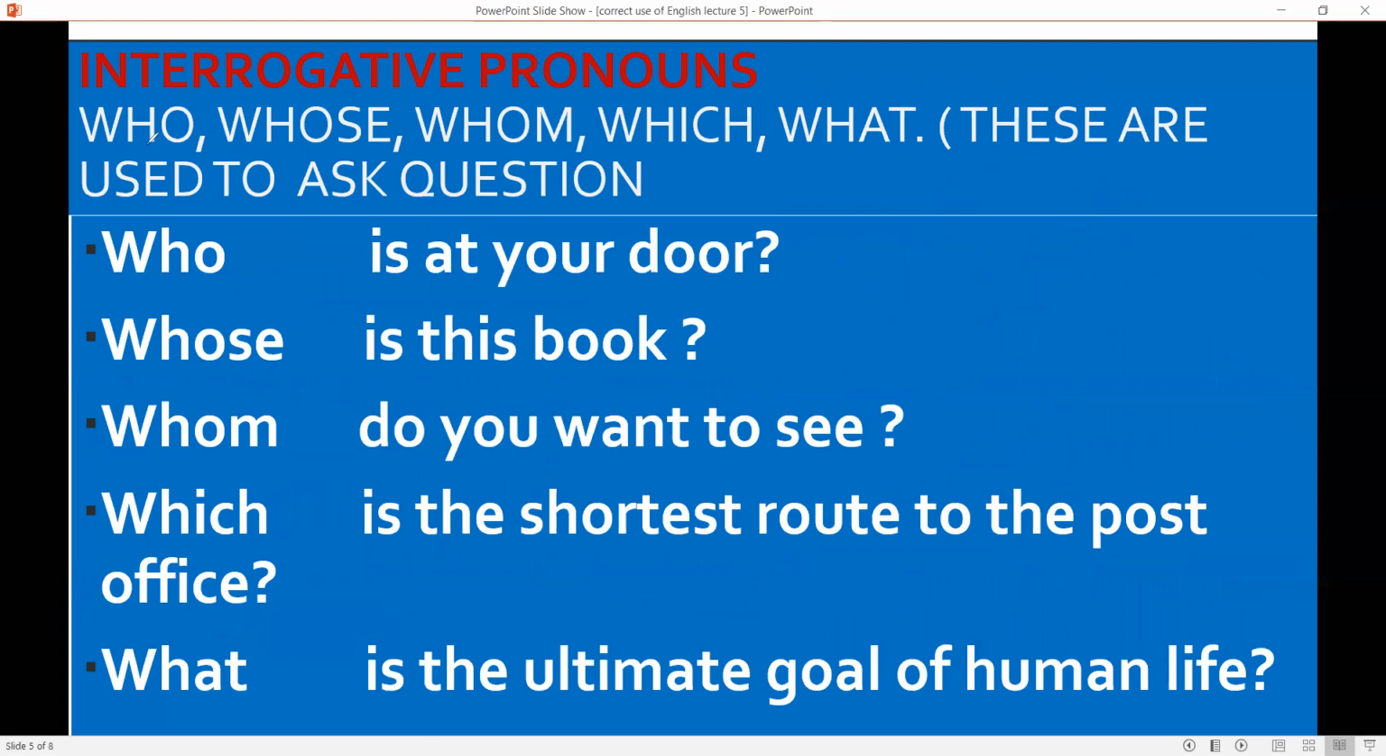Now, these are the interrogative pronouns. Who, whose, whom, which, what. These are used to ask questions. Interrogative pronouns are used to ask questions. Who is at your door? Whose is this book? Whom do you want to see? Which is the shortest route to the post office? What is the ultimate goal of human life? All of these are interrogative pronouns and they are used to ask questions.